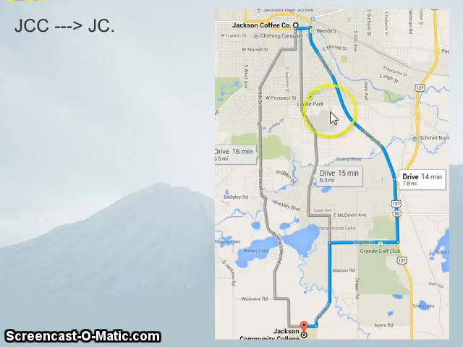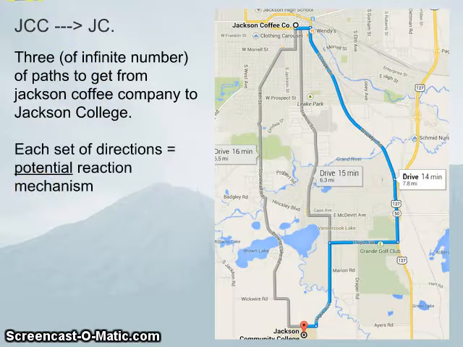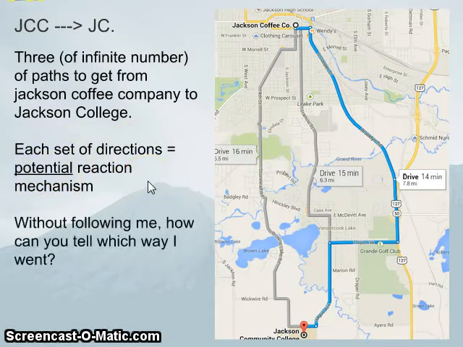So here are three possible routes, and there's actually an infinite number of possible routes to get from Jackson Coffee Company down to the college, because we could go from here and then go over to Ann Arbor and then through Detroit and then way back over through to Chicago and then eventually get back here. Some of them are silly and obviously probably don't happen, but there's an infinite number of possible ways of getting there. And every set of directions, here are three of obviously infinite, is what I'm going to call a potential reaction mechanism. It's basically the route that I took to get there.